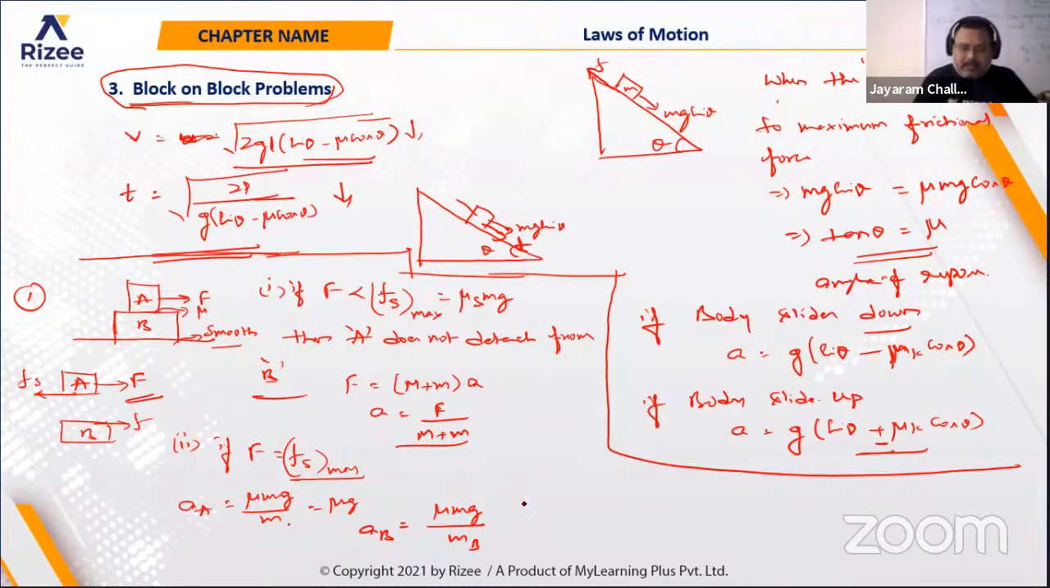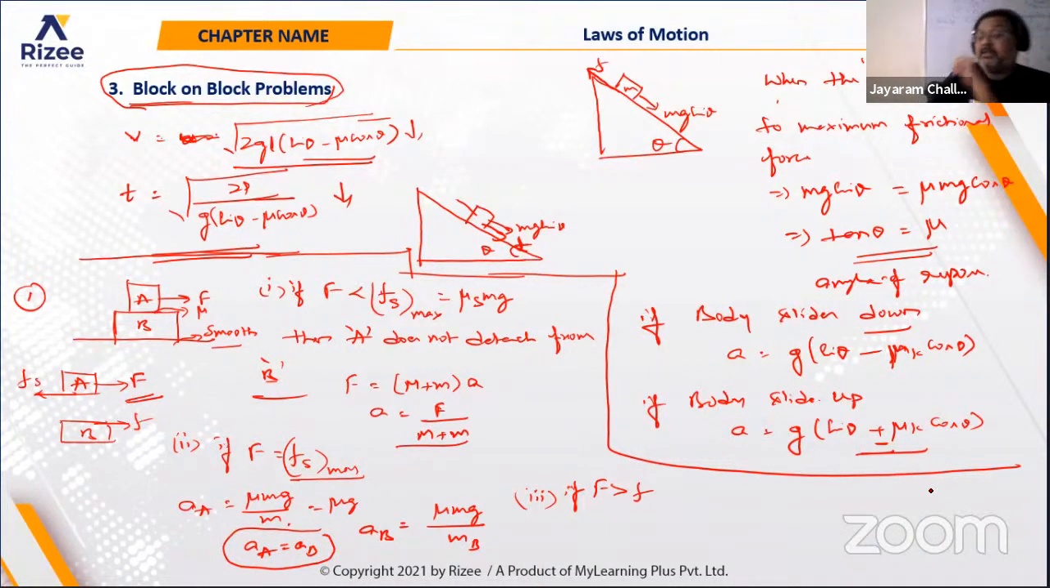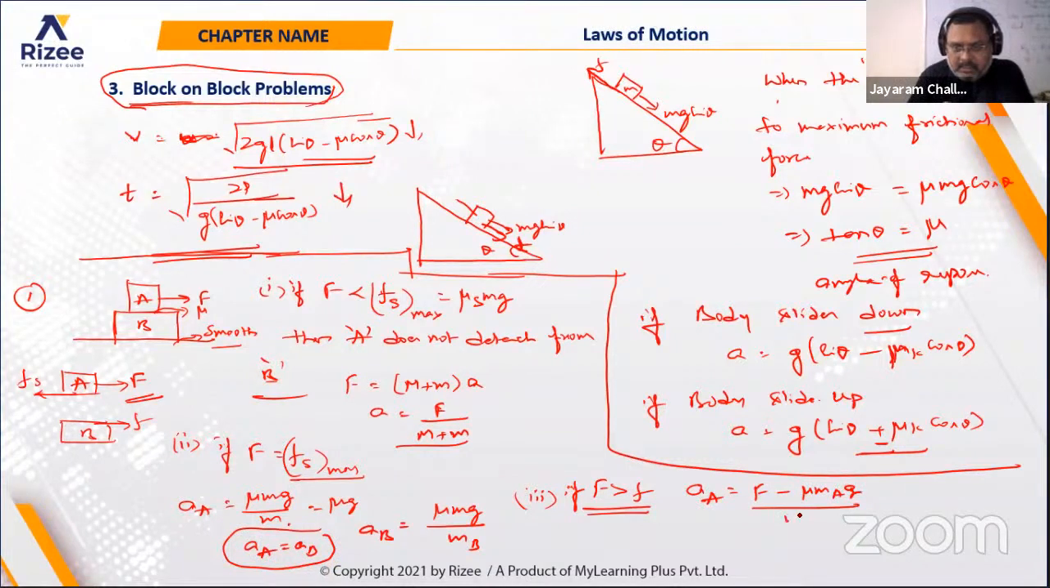Now in the third case, if the applied force is greater than the frictional force, the accelerations of A and B are no longer equal, because they are separated. The acceleration of block A can be written as the resultant force, that is the applied force minus mu into mass of A into g, divided by the mass.